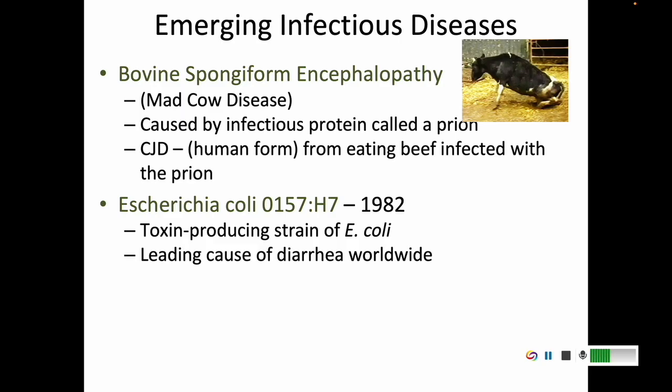And diarrhea might sound like a disease that is unpleasant, but ultimately not terrible, because we have access to sewage treatment and clean water and things like that. Worldwide, though, diarrhea is one of the leading causes of death of children. So this is not something that we can underestimate the importance of.